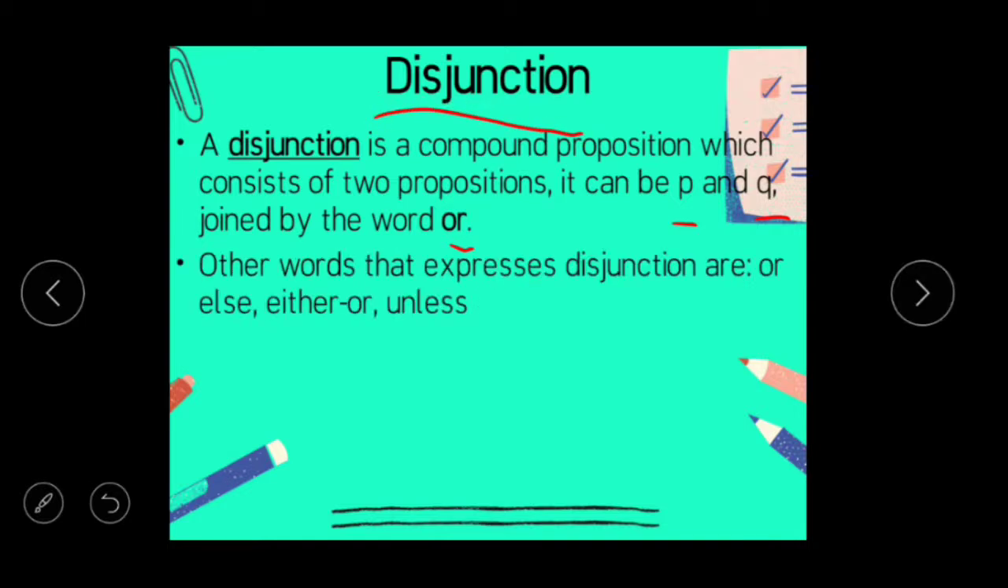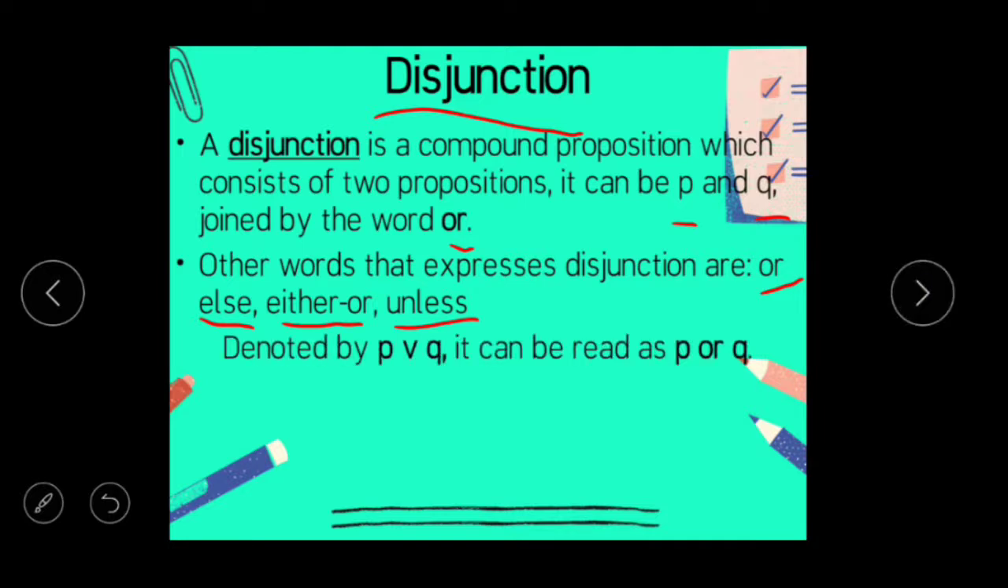Okay. So, here, other words na mag-express ng disjunction, ano-ano pa yun? So, meron tayong or, else, either or, and then unless. Pag nabasa natin yung mga word na yan, automatic disjunction ang compound proposition na yun. It is denoted by P, tapos Q, yung gitna nila is parang V. It is being read as P or Q. So, yung V, ang basa dyan ay or.